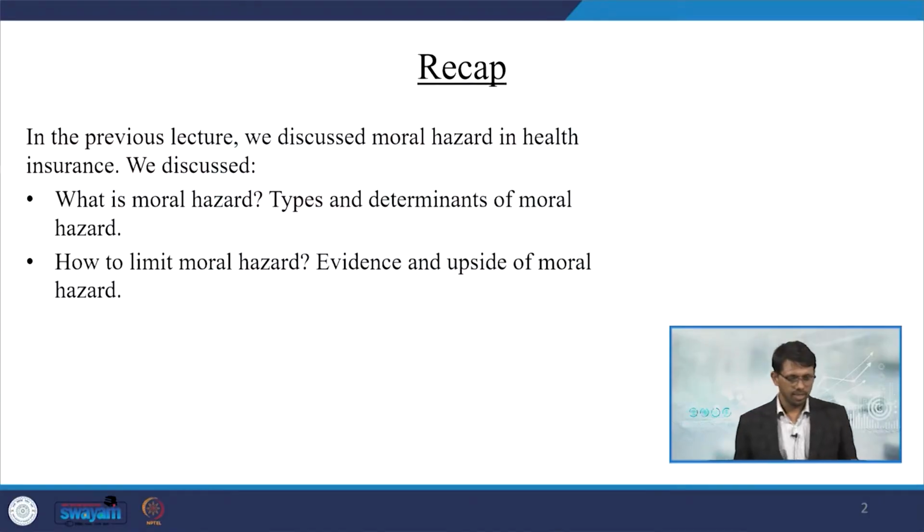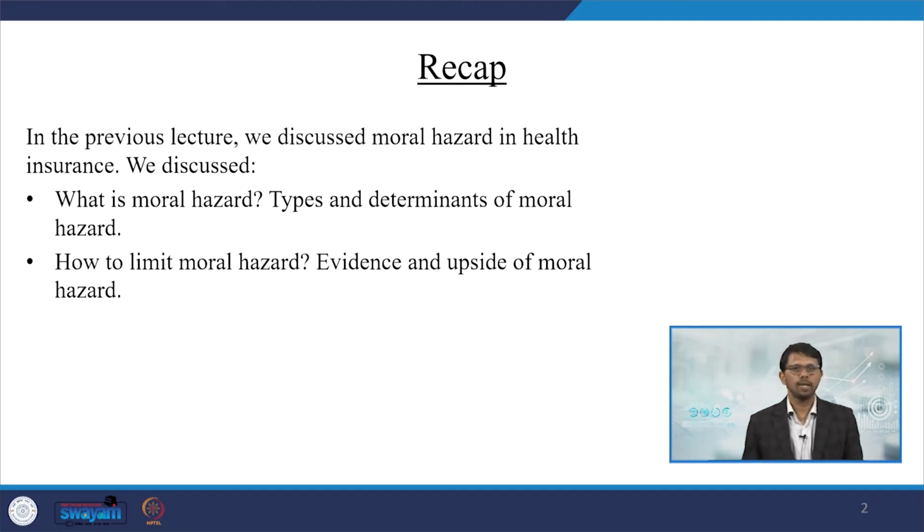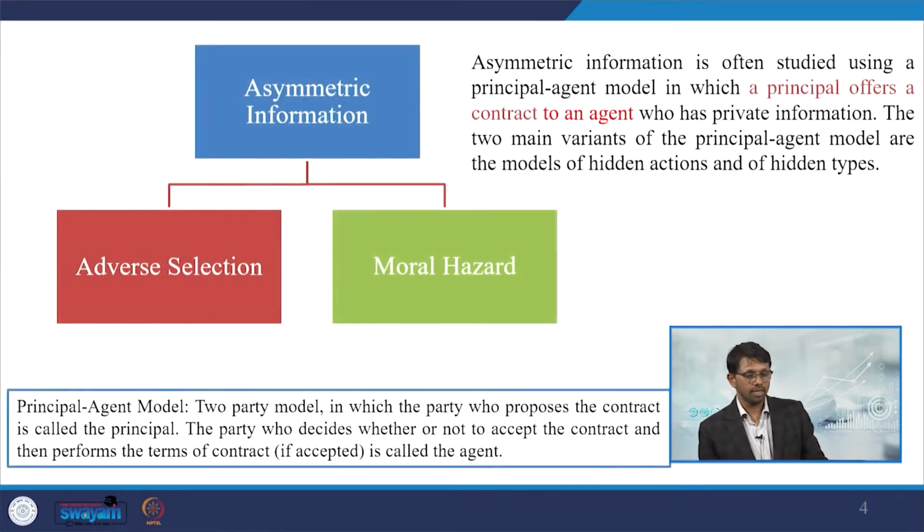In the previous lecture we emphasized on moral hazard in healthcare. We have discussed the concept of moral hazard, then its types, the determinants, and also how to limit or control moral hazard so that the market might function well, its evidence and upside of moral hazard, etc. In this lecture we will be discussing adverse selection in health insurance in particular.